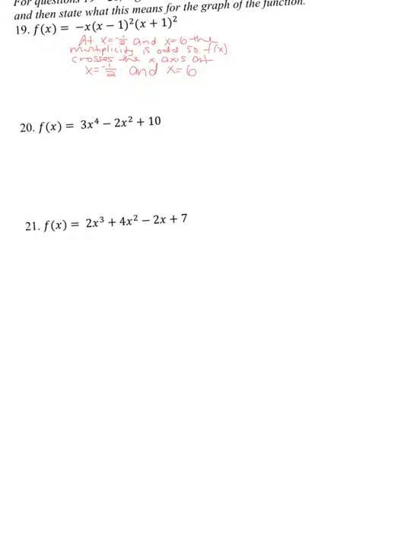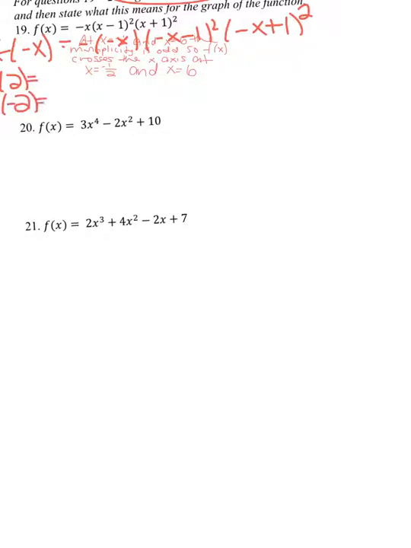You're going to plug in negative x right underneath that. So here I get negative x, and then negative x minus 1 squared, negative x plus 1 squared. So that's how you do it algebraically. However, if you don't know what that means, I told you that there's a way that you can cheat this. If you plug in 2 and negative 2, then you can see.